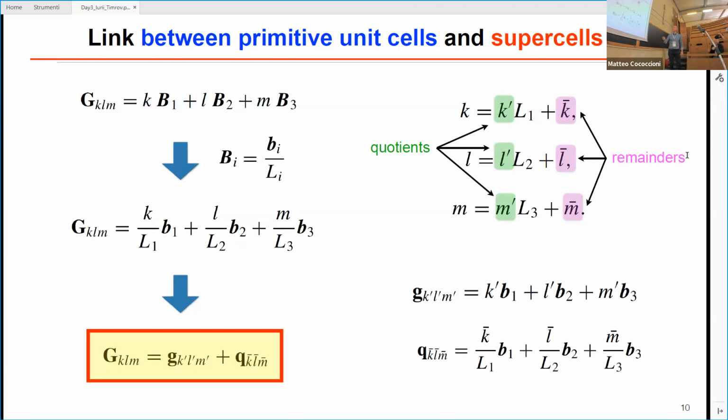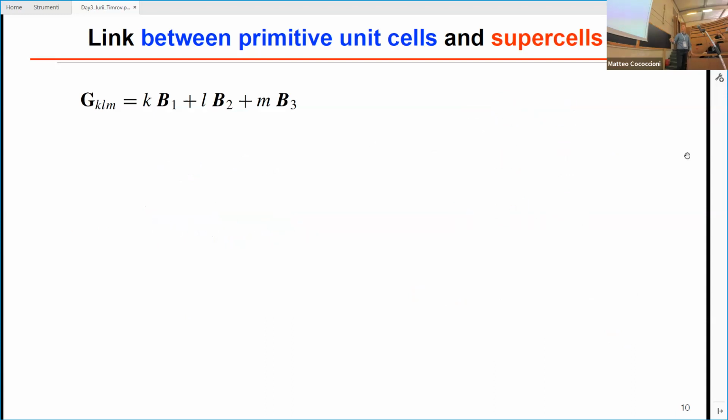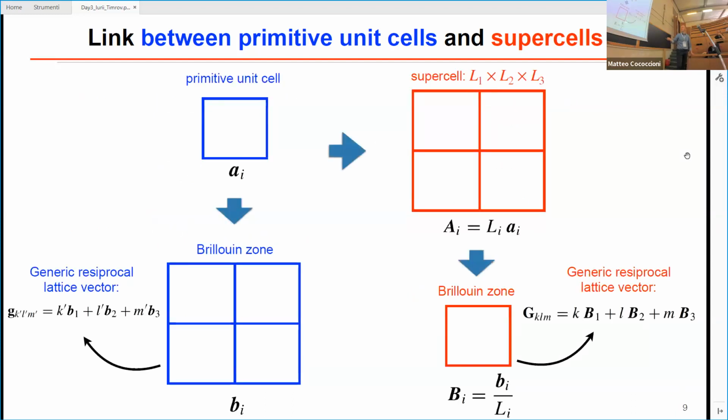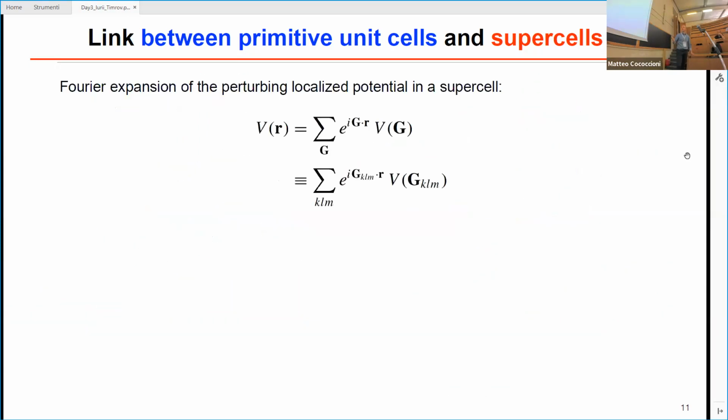So we rewrote the generic reciprocal lattice vector of the Brillouin zone of the supercell in terms of a reciprocal lattice vector of the Brillouin zone of the primitive cell plus some generic q vector. And this is important for this slide, how to switch from supercells to primitive cells.